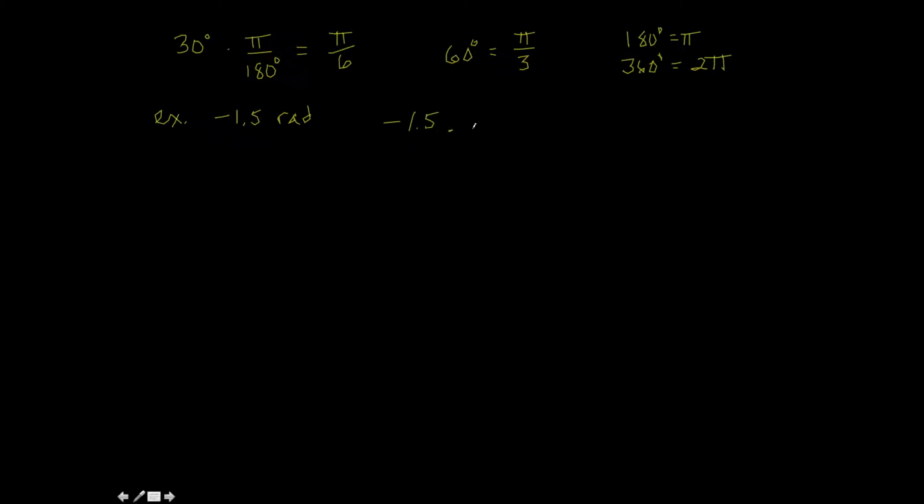Now, this is in radians, so pi is going to go on the bottom this time. We're searching for degrees, so degrees will go on top. Okay? Just like your conversion factors in chemistry. So multiply that out. Now, you'll get negative 270 over pi.